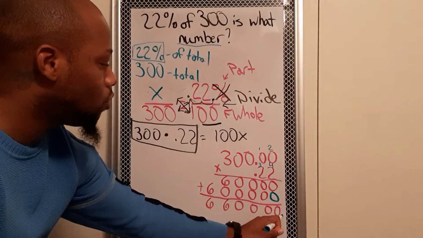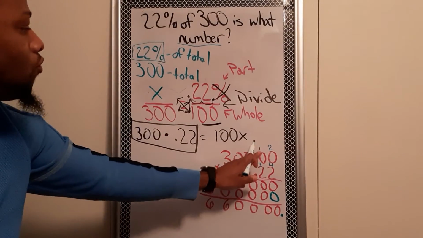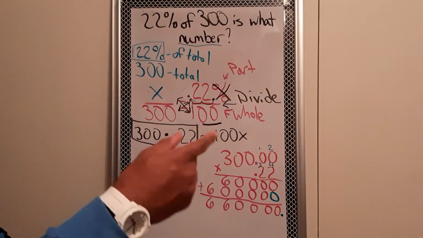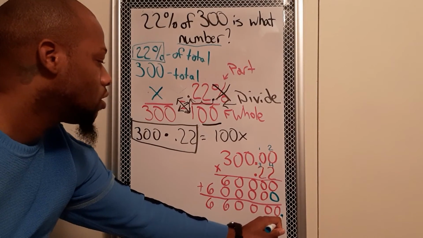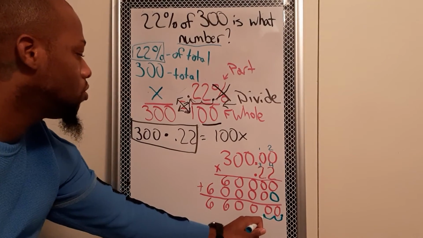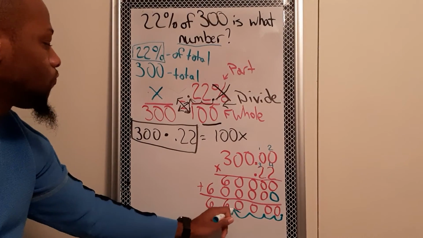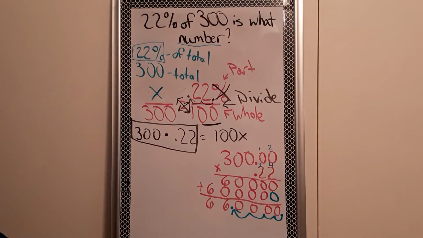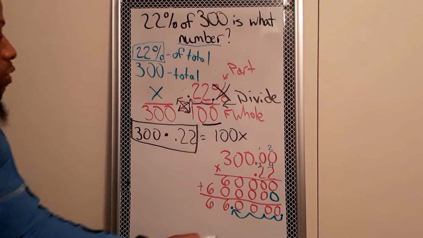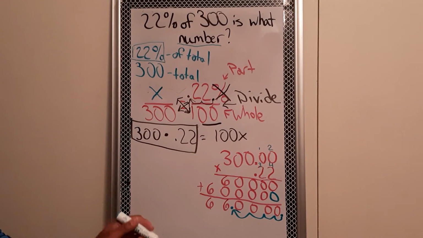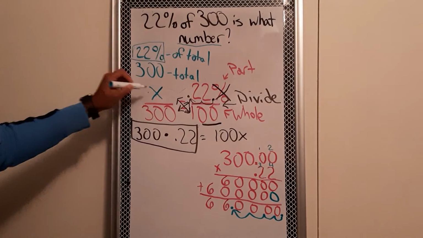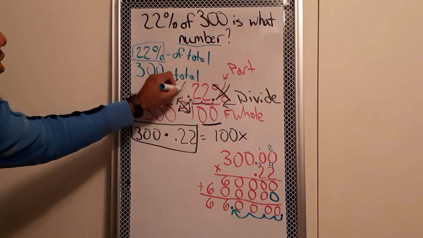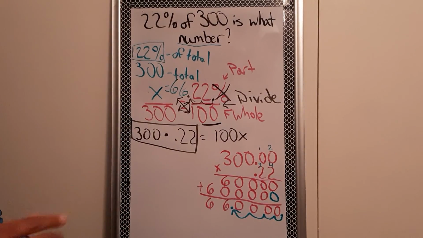So my decimal, I'm going to go ahead and write it in, and I know I have to have 1, 2, 3, 4 numbers to the right of that decimal, so I'm going to move it 4 places to the left. 1, 2, 3, 4. That's where my decimal is going to go. So now when I look at this number, instead of 660,000, my actual answer is 66. So 22% of 300 equals 66. That's how you find the part.